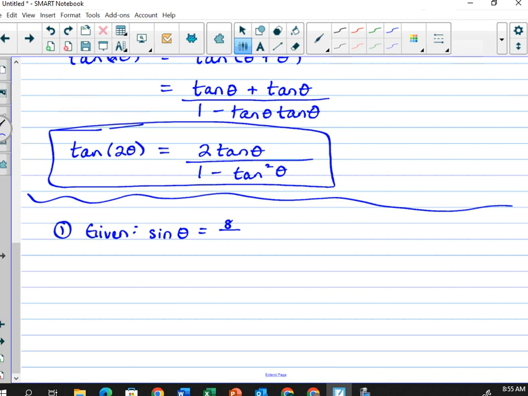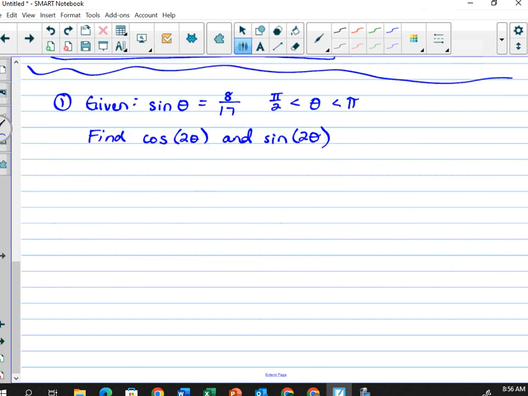All right, if I tell you sine of theta is 8 over 17, and pi over 2 is less than theta, less than pi, we are going to find cosine of 2 theta and sine of 2 theta. When you see given info like that, what do you know you need to do?